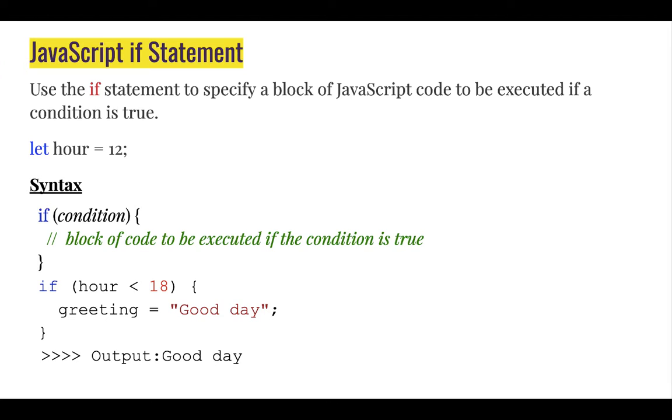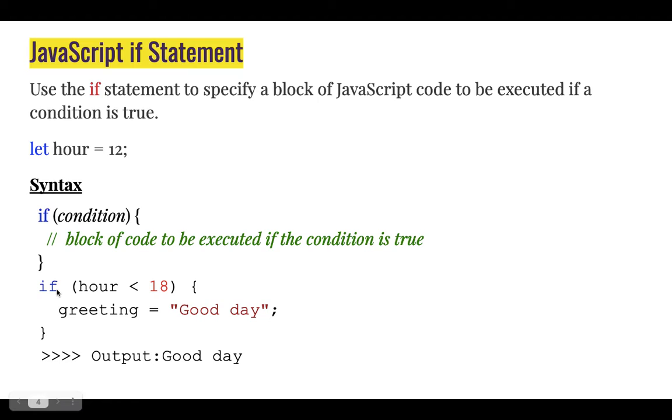The first one we'll look at is the if statement. Use the if statement to specify a block of JavaScript code that you want to execute if the condition is true. So we declare the variable hour, and we said hour is equal to 12. The syntax is you write your if keyword followed by brackets. Inside this bracket, you specify your condition, followed by an opening curly brace and then a closing curly brace. It is in between the opening curly brace and the closing curly brace that the block of code to be executed will be inserted.